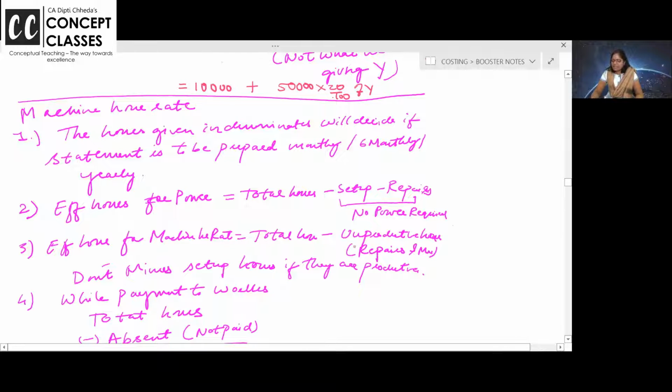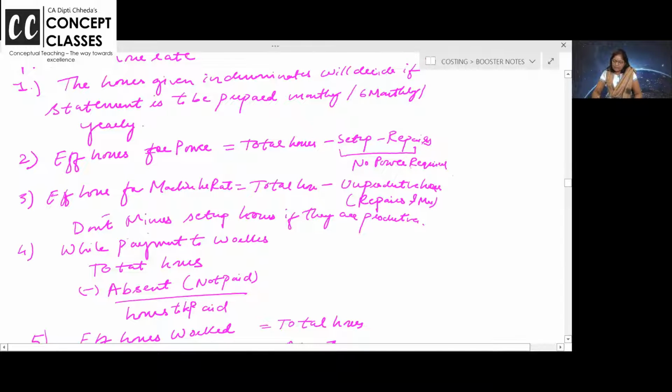What is the effective hours for the machine hour rate? Total hours minus unproductive hours. Repairs. Like at the time of repairs also you have people working, who are doing repairing, machinery is waiting, so some overhead is incurred. But at the time of repairing you are not producing. So that's unproductive hour, minus it. Don't minus setup hours if they are productive. Right or not? If setup hours are productive, then don't minus. If unproductive, then do. You will know it when you solve the problems in the exam.